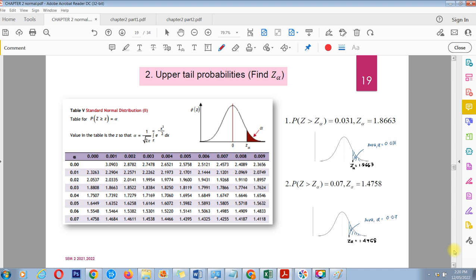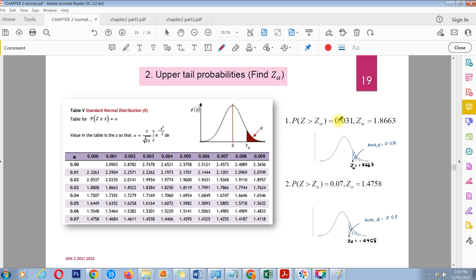Okay, so next we go to the upper tail probability. If you go to the standard normal table at the back of your textbook, we have another table, Table 5, the standard normal distribution. So we have this upper tail. For this table, they only consider this area.